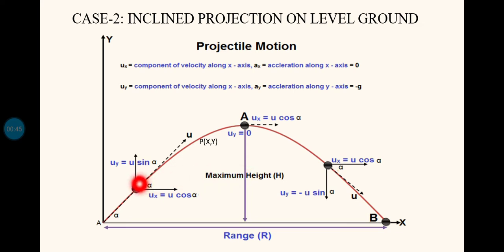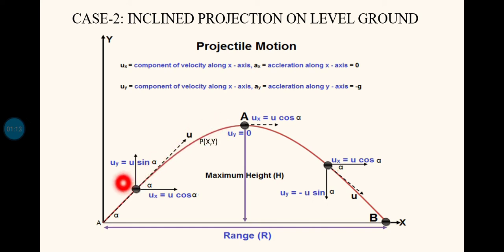You can see the projectile initially traveling along a curved path reaches a maximum height point here. This is the maximum height point and this distance is the maximum height, and after that it travels along this curved path and reaches the final destination point B. So along the motion the horizontal component of velocity always remains constant. There won't be any change in the horizontal velocity component, therefore the acceleration along the horizontal direction is always taken as 0, but the velocity along the vertical direction changes.